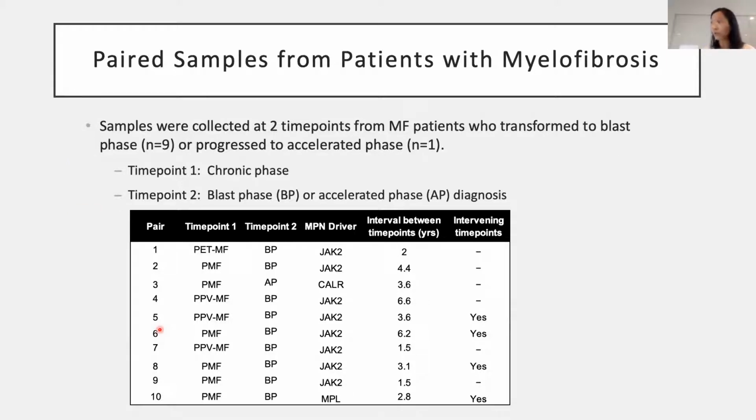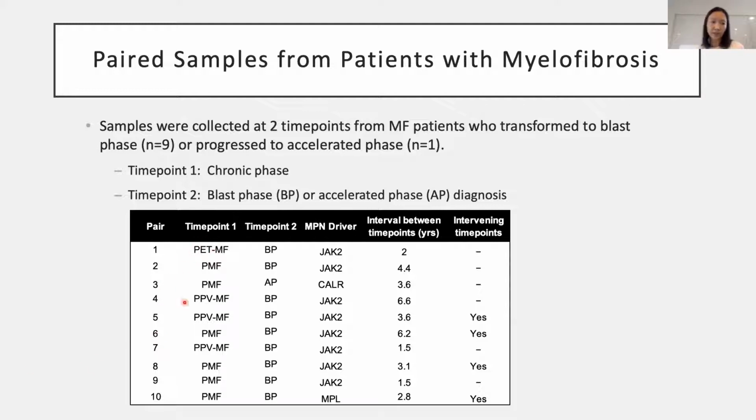So in order to do this, we have obtained samples from the Princess Margaret Cancer Center Leukemia Bank. These samples were collected from patients who have myelofibrosis and who have transformed to blast phase in 9 patients and 1 who transformed to accelerated phase. Samples had been collected at 2 time points. Time point 1 is in chronic phase and time point 2 in blast phase or accelerated phase.